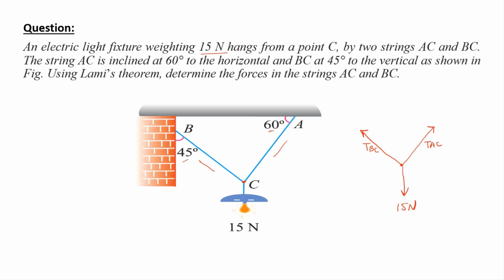The angle AC is making with the horizontal is 60 degree. So if this angle is 60 degree, then this will also be 60 degree, and this angle is 90 degree. The whole angle between the force TAC and the weight of the electric fixture is 90 degree plus 60 degree, which is equal to 150 degree.